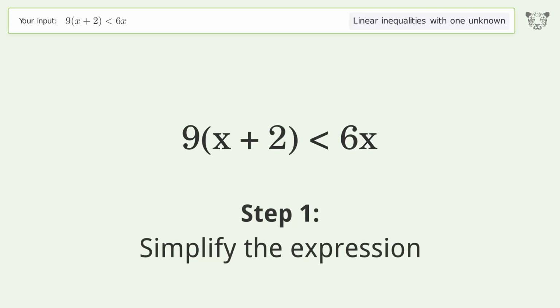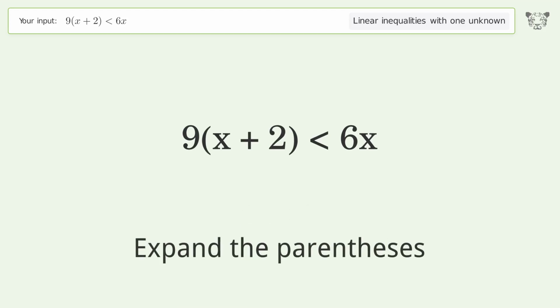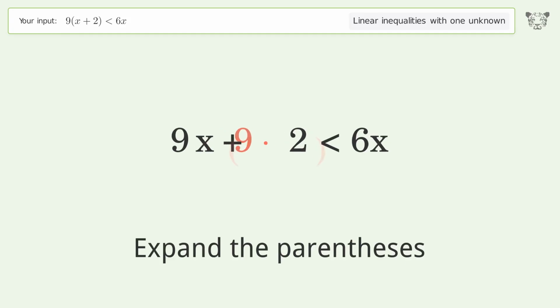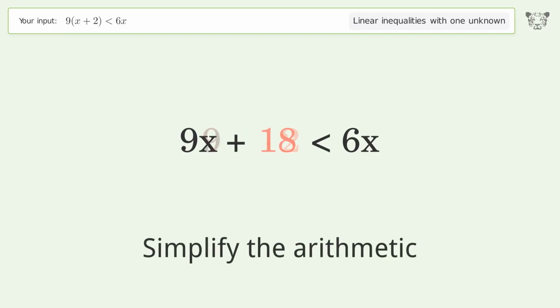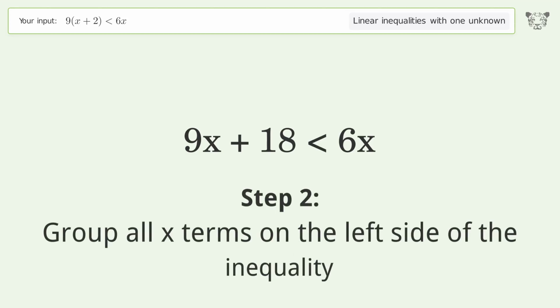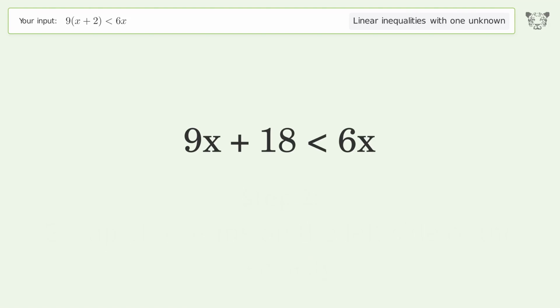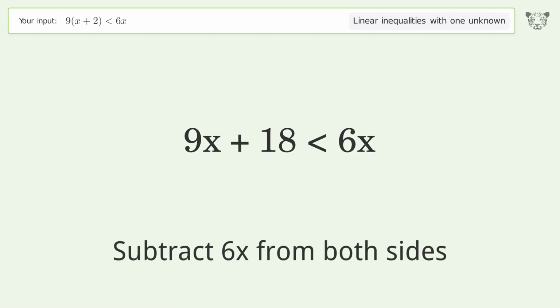Simplify the expression. Expand the parentheses. Simplify the arithmetic. Group all x terms on the left side of the inequality. Subtract 6x from both sides.